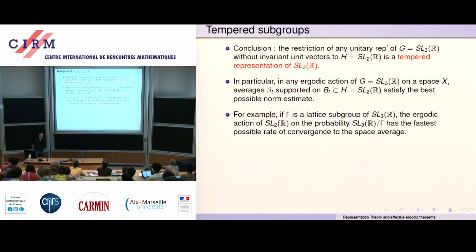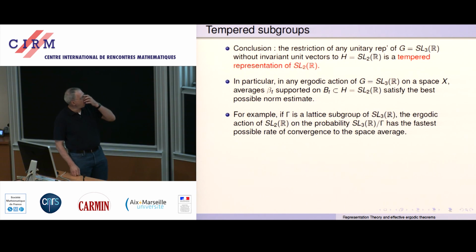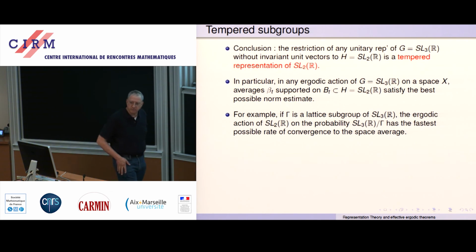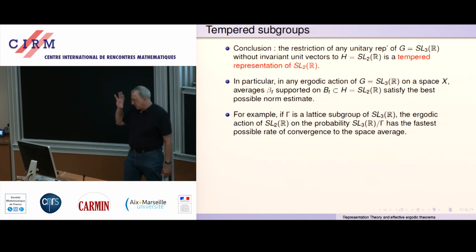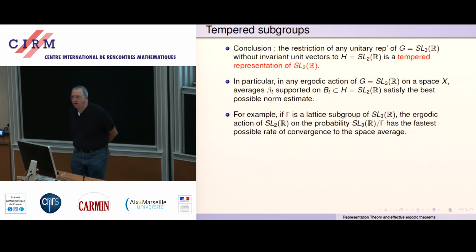So already the original argument regarding property T is really, you can even say, based on the fact that subgroups of SL3 are in fact always tempered in representations of SL3. But temperedness for us means the best possible spectral estimate.